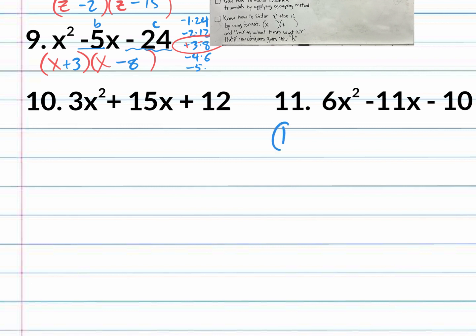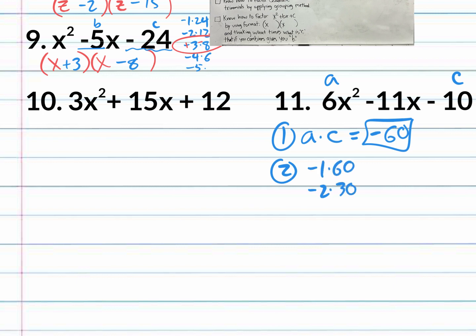I'm going to start with step 1, multiply a times c, where a is 6 and c is negative 10. A times c is negative 60. Step 2, make a list of the multiples of negative 60. Negative 1 times 60, negative 2 times 30, negative 3 times 20. And if you don't know, just get 60 divided by negative 3 on a calculator and it'll tell you 20. 60 divided by negative 4, it'll tell you 15. 60 divided by negative 5, it'll tell you 12. By negative 6, it'll tell you 10. And those are all the possible combos of multiplying numbers together to give you negative 60.